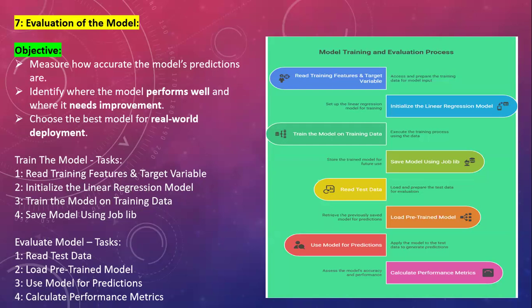After that, we are going to evaluate the model. By reading the test data, we are going to evaluate our linear regression model by loading the pre-trained model, and it will calculate the performance metrics, mean squared error and R square value. Then finally it will give the values, evaluating the model properly by taking the test data.